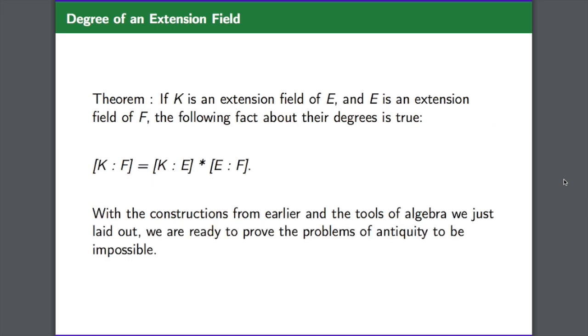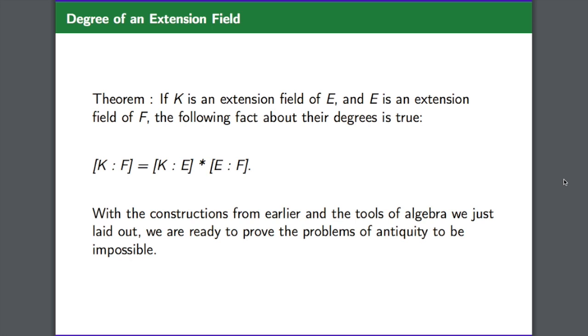Next, we have a really useful theorem about extension fields. It's basically if we have a tower of like 3 or more extension fields, we can state a certain fact. If K is an extension field of E, which is an extension field of F, then the degree of K with respect to F is just the degree of K with respect to E multiplied by the degree of E with respect to F. That asterisk is just standard multiplication, because the degrees are just going to be positive integers.